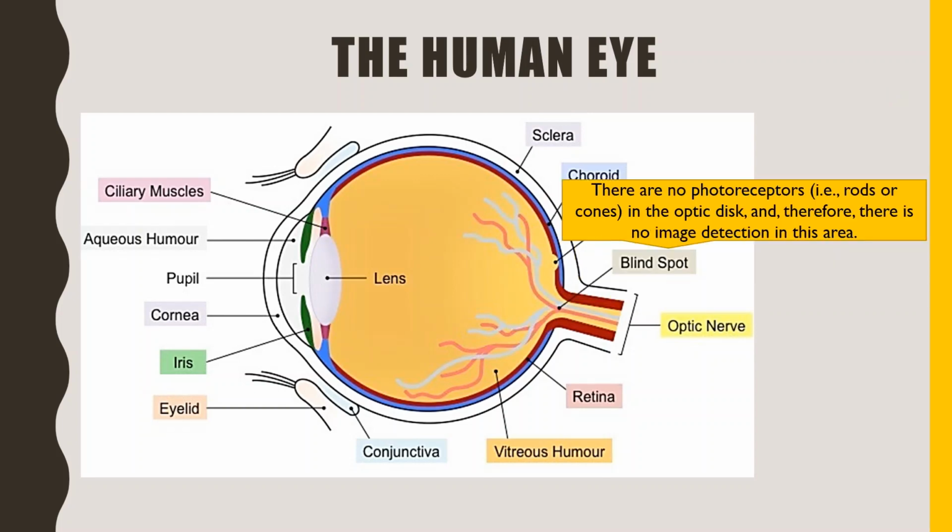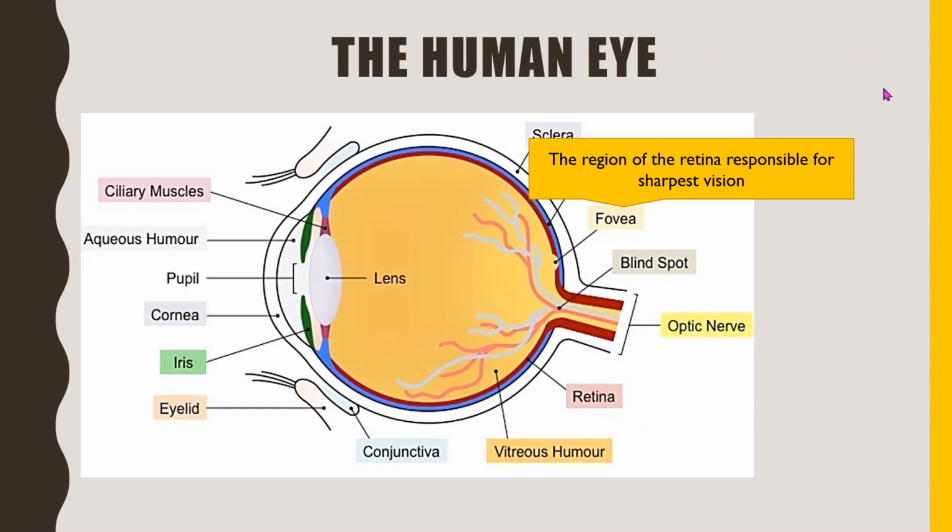Hi friends, now we go on to the next part of the eye. The next part is called the blind spot. In this area there are no photoreceptors, that is, no rod cells or cone cells, and thus no image is detected in this area. This is the location on the retina where the optic nerve exits the back of the eye. So here you can see this is the blind spot, and this is exactly where the optic nerve is exiting the eye. Thus in this particular place there is no image detection.